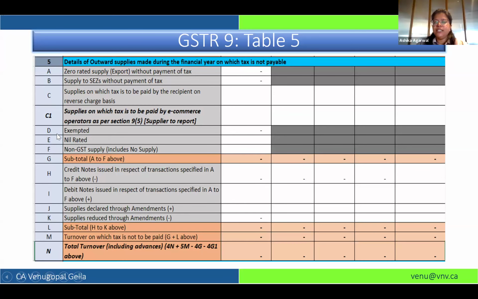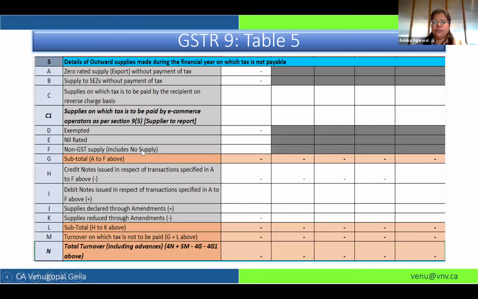Now coming to 5D, exempted. Like we discussed, the most common exempted turnover is interest. So you have to check if there is any interest income, you can report it in 5D. Apart from that, there can be certain services which are exempted. If you are providing any service to the education sector or for any other reason you are claiming any exemption, then you have to report it in 5D. 5D and 5E nil rated are more or less common. So they have given an option. Either you can fill in 5D or you can fill in 5E.